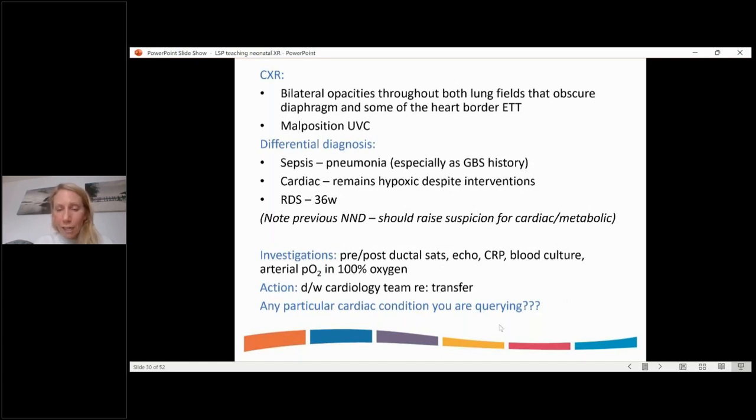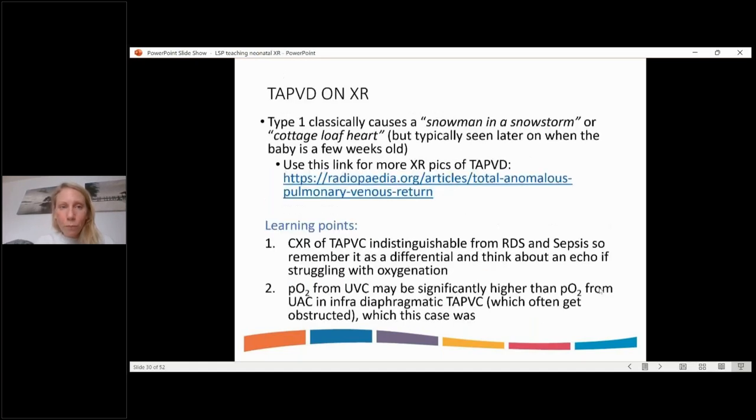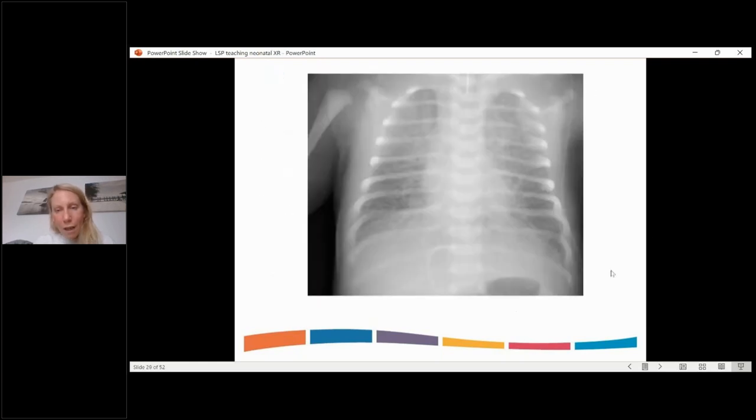And then this question, Ali has already got to because she got to TAPVD, so well done. But TAPVD classically looks like that. And the way you'll see it described in the textbooks is a snowman in a snowstorm. And if we just go back to that, I'm not sure that really looks like a snowman here and then a snowstorm.